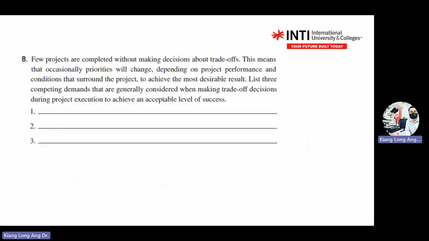Okay, number 8. Number 8 is the keyword for project success. We ask you to list 3 competing demands that are generally considered when making a trade-off decision during project execution to achieve success. So what do I mean by project success? What are the 3 things?